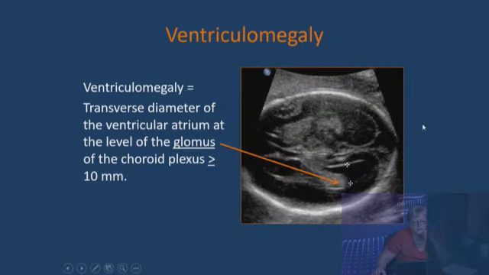So when we look at ventriculomegaly, again, we're looking at the area of the glomus where that choroid plexus ends, where it's sitting. This is anterior to posterior. A little bit of the falx here. Here's your anterior horn of the lateral ventricle. There's the posterior horn of the lateral ventricle. And we're going to measure from inside to inside. All these measurements are going to be inside to inside. So if it's greater than 10 millimeters, then that's ventriculomegaly.